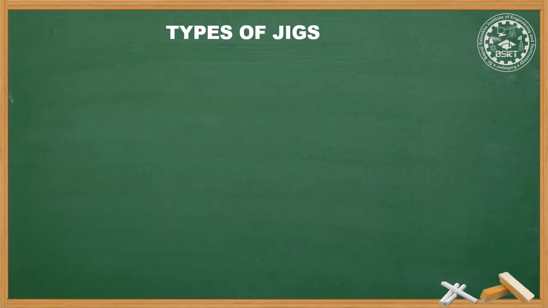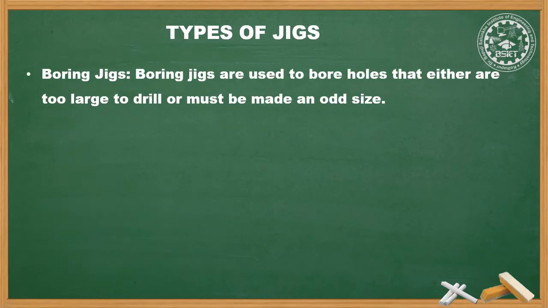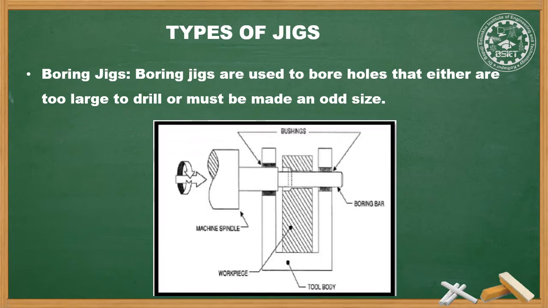Starting with the first type of jig, that is the boring jig. Boring jigs are used to bore holes that are either too large to drill or must be made to an odd size. As shown in the figure, the boring jigs are used for drilling holes that are too large or that must be made an odd size. Drill jigs are used to drill, ream, tap, chamfer, counterbore, countersink and reverse. The basic jig is almost the same for all the machining operations mentioned. The only difference is the size of the bushing shown in the figure aside.